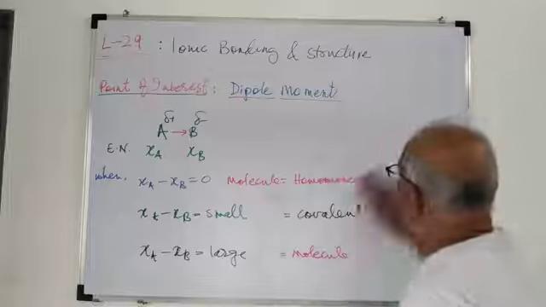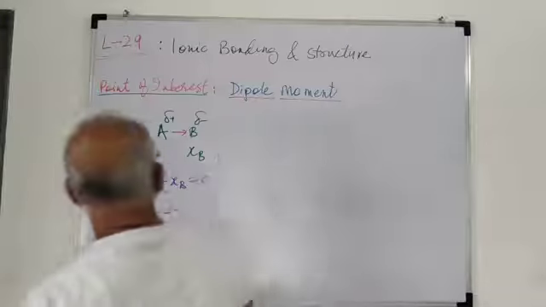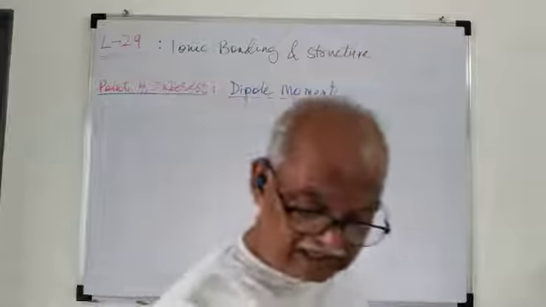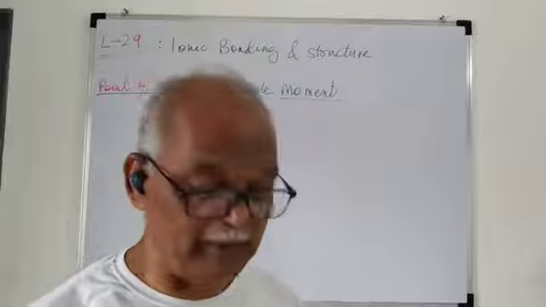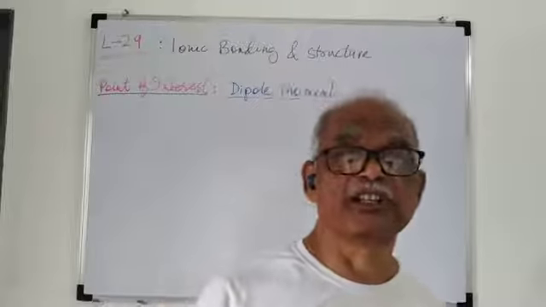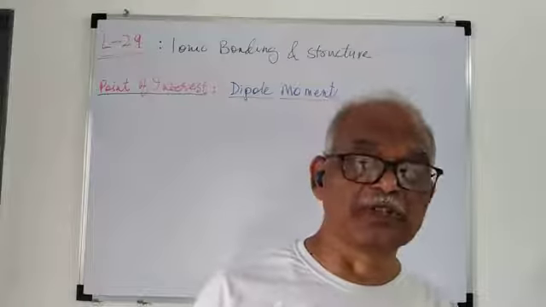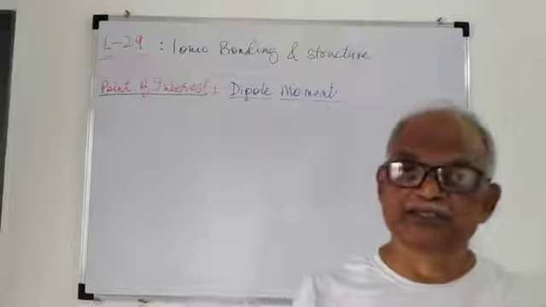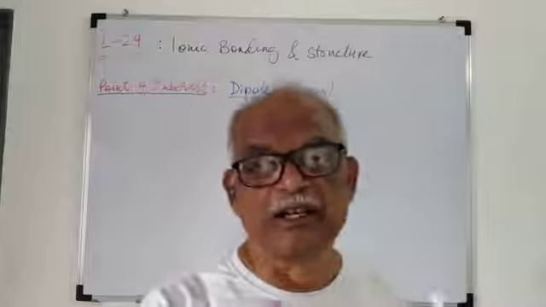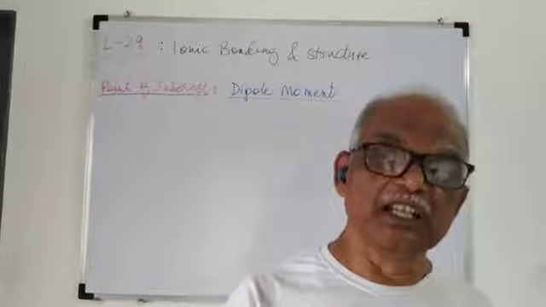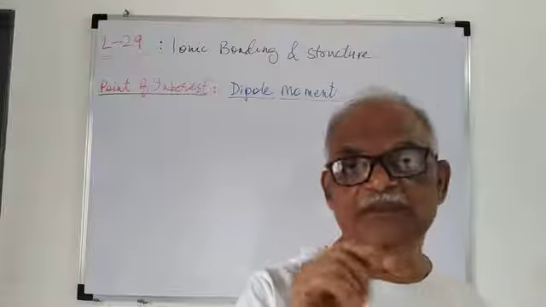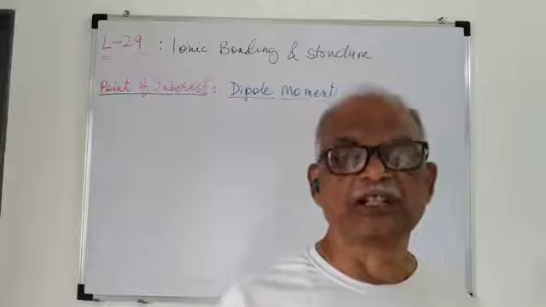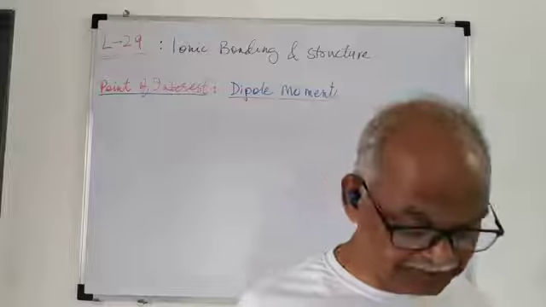Depending upon this nature, whether it is covalent, ionic, or homonuclear: in a homonuclear diatomic molecule, there is no question of any dipole moment. The dipole moment applies only for the charge difference, that is XA minus XB, if it is small or if it is large.